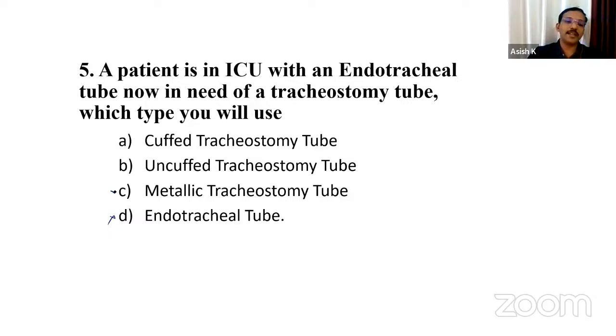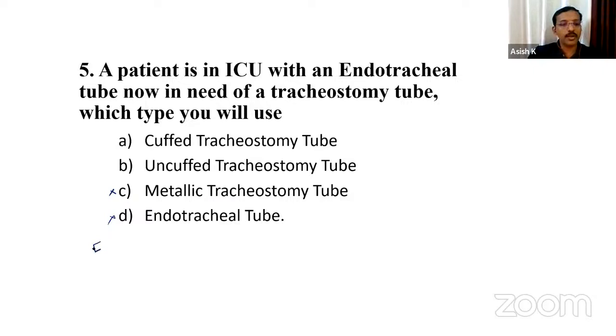Now, regarding the next option, metallic tracheostomy tube. Metallic tracheostomy tubes were used in olden times. Now we don't use metallic tracheostomy tubes. We use only PVC or plastic tracheostomy tubes. Now the question is, how do we go about this question? I'll just give you the theory.